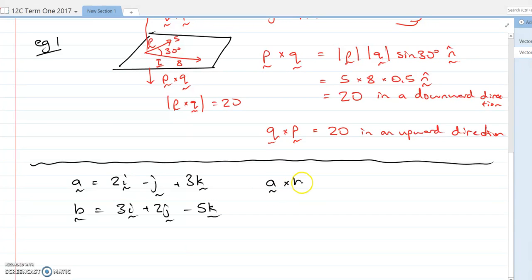The way you can calculate the cross product is a nice simple method using a determinant of a 3x3 matrix. It's kind of weird, but this is what we do. The first row is i, j, k, always i, j, k. The second row uses the coefficients from A. I'm using my 2 because I've got 2i, minus 1 because that's how many j's I have, and 3 because that's how many k's I have. So that's my A.